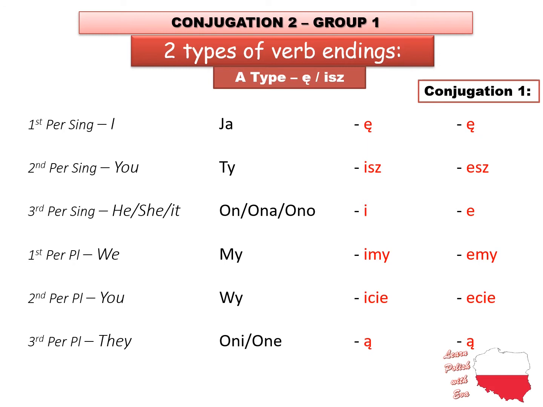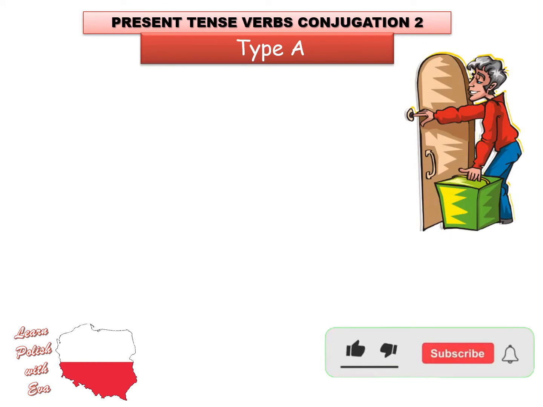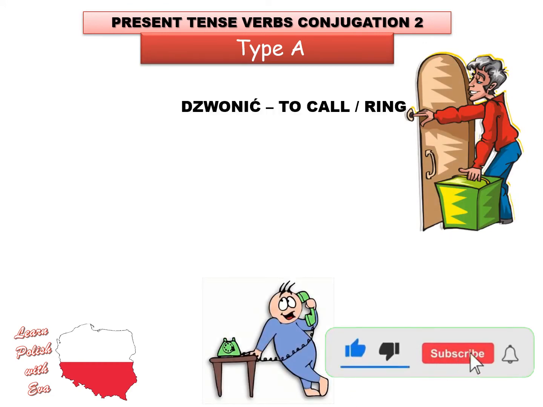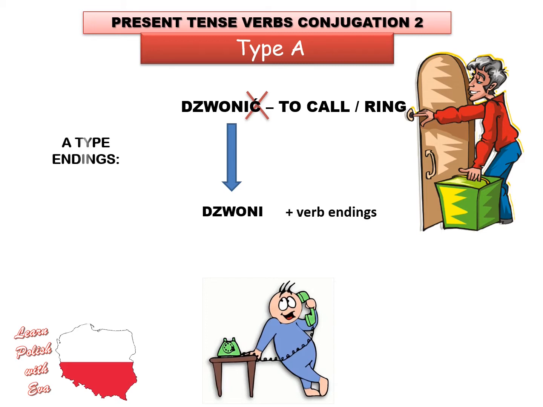The first verb we're going to look at is dzwonić, to call or to ring like a bell or something. We follow basically the same pattern of trying to form the stem to then conjugate the verb that we've seen in the other videos of conjugation 1. In conjugation 2, we do the same. So we take off the -ć letter of the infinitive. We are left with dzwoni, and we attach the verb endings.